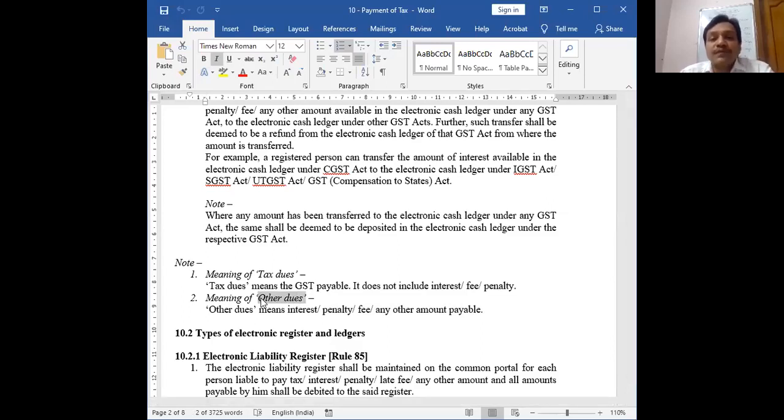Any problem? Please ask me through the chat window. If you have any problem in section 49, you can ask me. If it is clear, then we can proceed. I'm waiting for your reply.